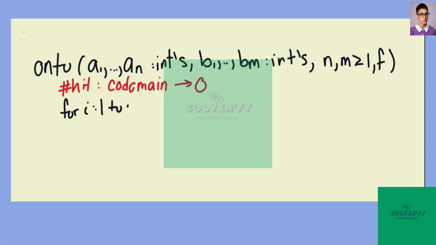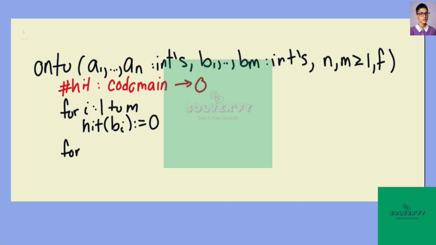Okay, so for i, as it runs from 1 to m, the length of our codomain, hit, function hit of the codomain value, set it equal to 0. Okay, and then for every element in the image of the domain, or our range, we'll change the image of the function to 1, right?